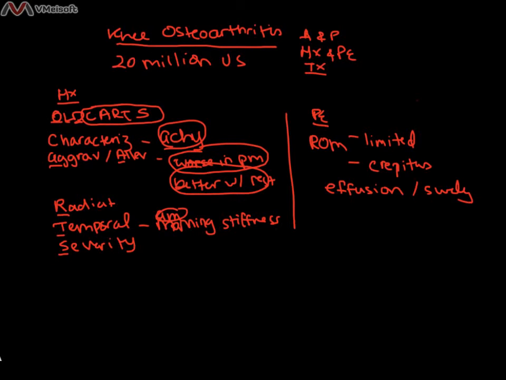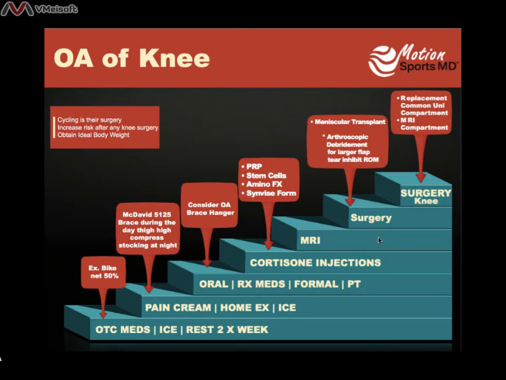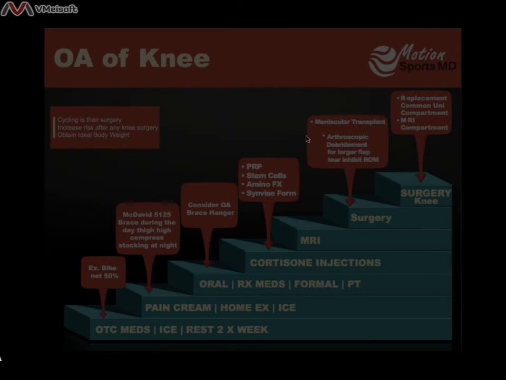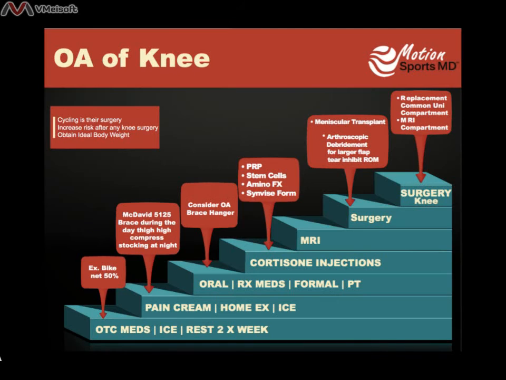So now that you know what to look for in history and physical exam and you've identified the disease, how should we treat it? So look at this as steps. So this is the first step, this is the second step, and so forth. So in the first step, the patient is just coming in. And what would we recommend? Well, we would recommend that they probably just go with over-the-counter meds, some ice, some rest.